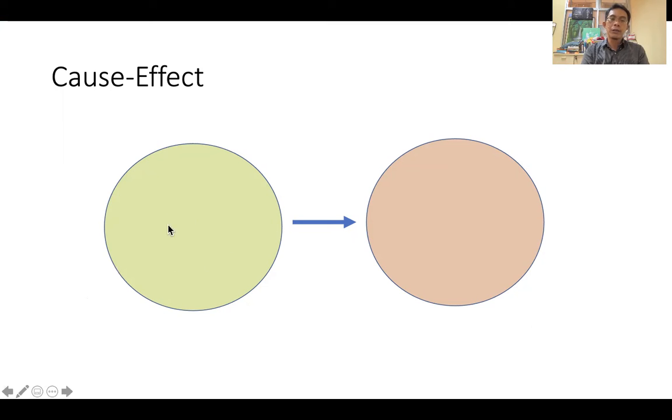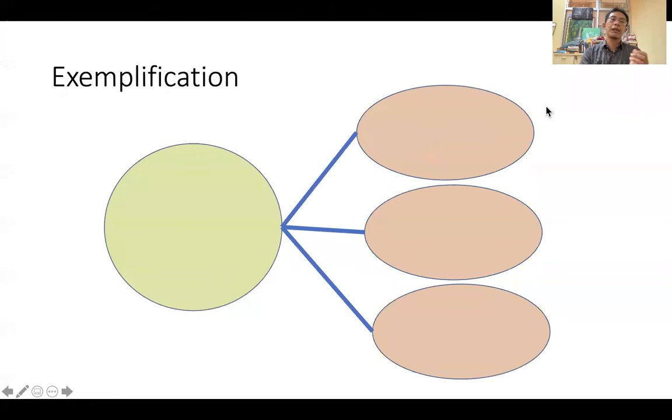If you want to use a cause and effect graphic organizer, first, the green one or the lime green is the cause, and the pink one is the effect. If you want to start with effect and then to the cause, then you can only flip it. Tapi panahnya tetap mengarah ke akibat dari sebabnya. So an arrow is a must in a cause and effect graphic organizer.